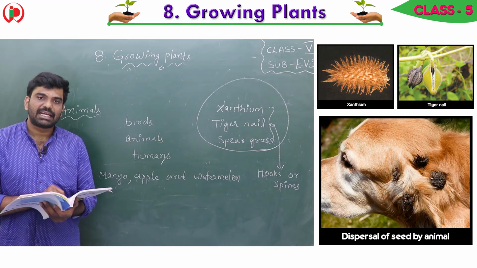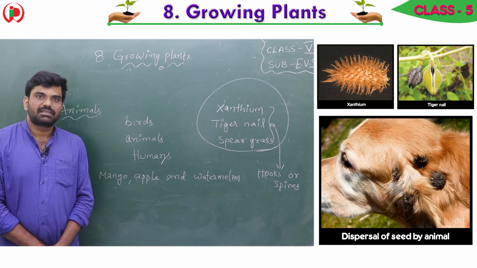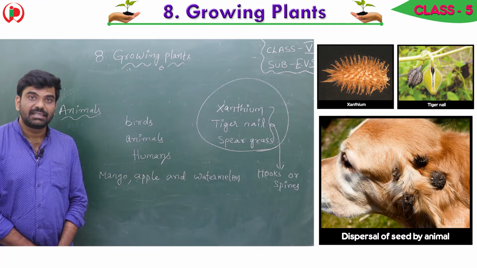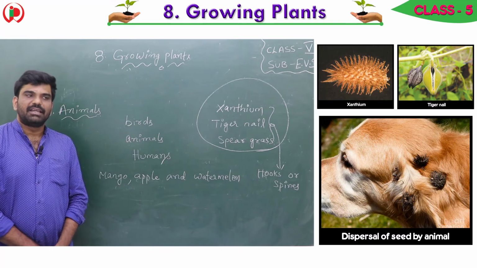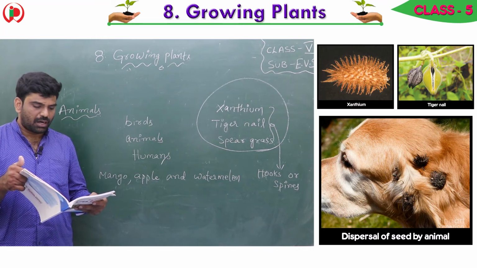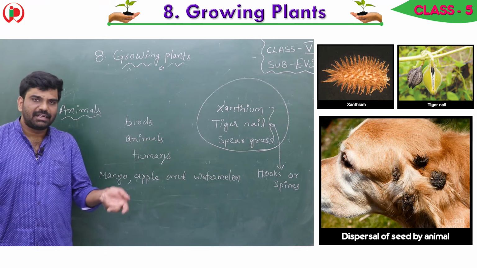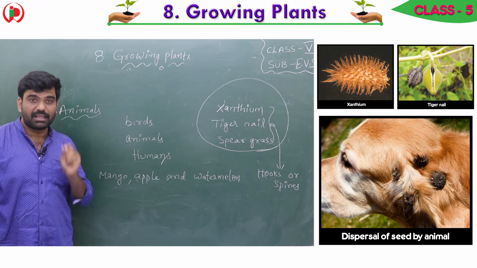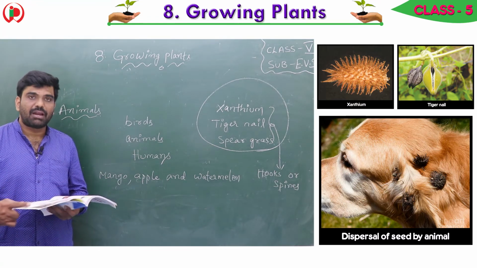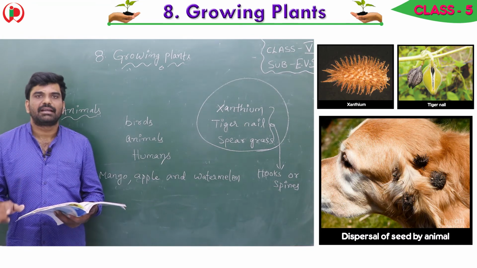Some seeds are eaten by birds and animals. Children, do you know birds? Some birds eat insects, some birds eat the seeds of the plant. Even animals eat the seeds. These seeds are so hard that they do not get destroyed. So when birds and animals swallow them, they come out unharmed in their droppings.